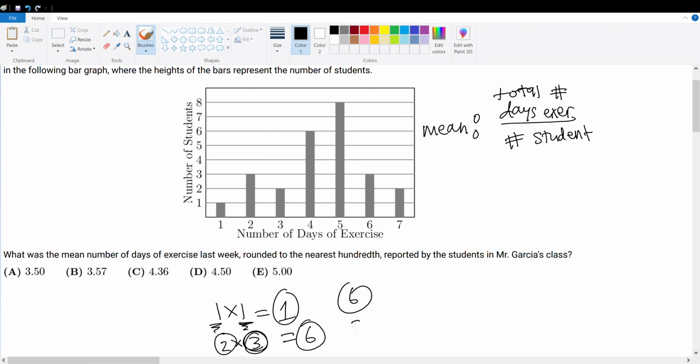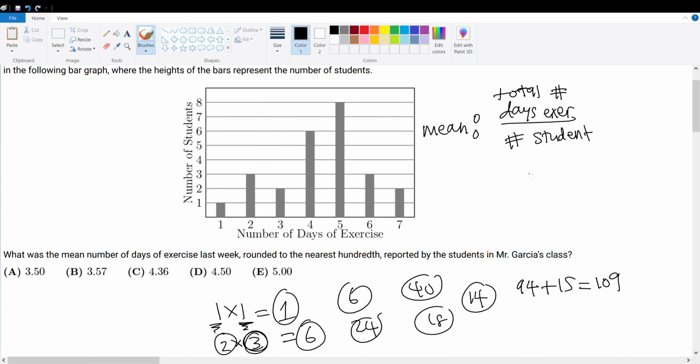That's 6, that's 24, that's 40, that's 18, and that's 14. What is the sum of all this? Well, 6 plus 6 is 12, plus 24, 36. 36 plus 40 is 76. Then again, 94 plus 15 gives 109. So the total number of days is 109.